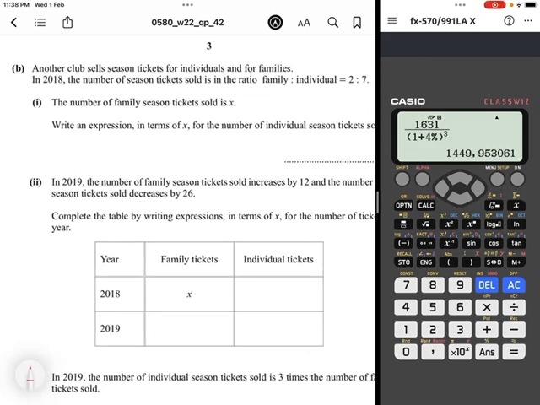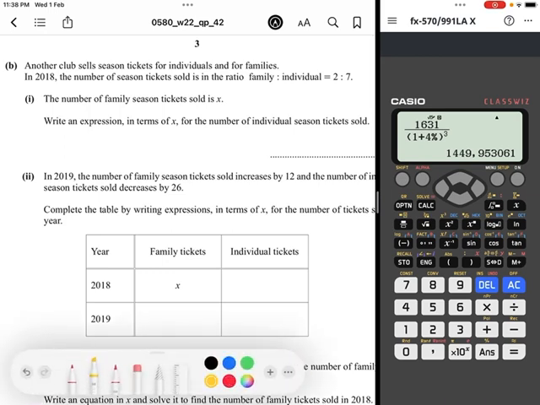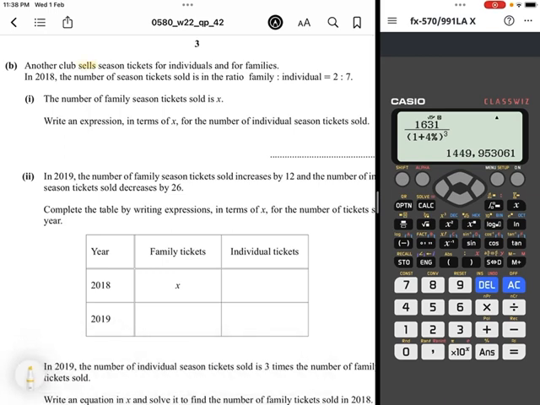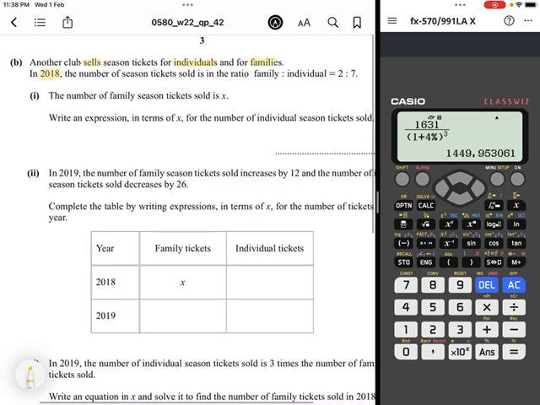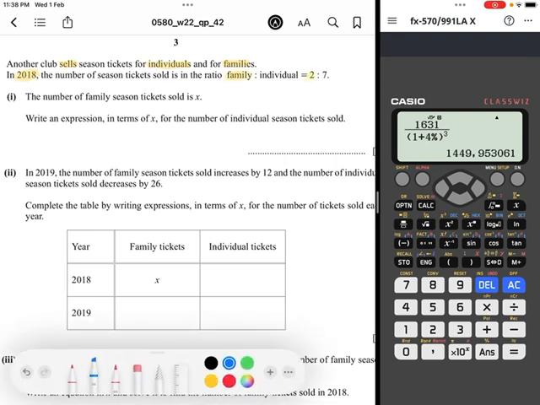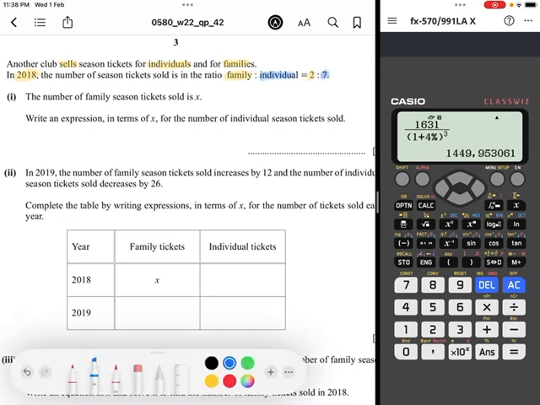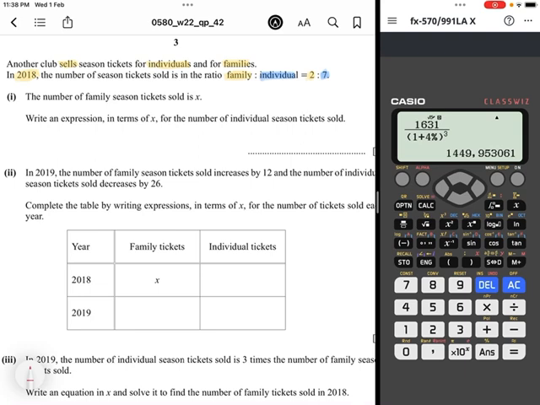Another club sells season tickets for the individual and for families. In 2018, the number of season tickets sold in the ratio is that the family got 2 and the individuals got 7, so it's 2 ratio 7. The number of the family season tickets sold is X. So family is equal to X.